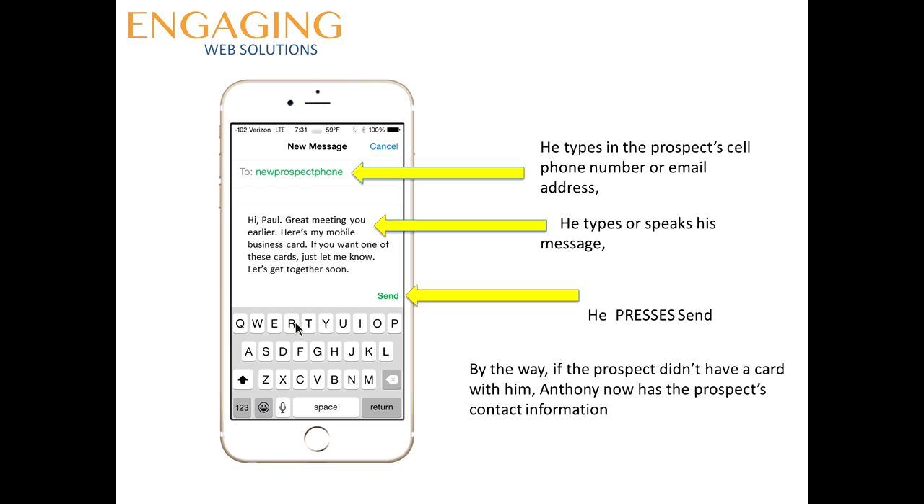Now, before we send the card, I want to remind you, by the way, if the prospect didn't have a card with him, which we know happens all the time, how many times have you run into somebody and they ask you for a card and you ask them for a card and they go, oh gosh, I don't have one. Well, in this particular case, that's okay because Anthony now has the prospect's contact information, even if the prospect did not have a card with them. So with that, Anthony will go ahead and press the send button.